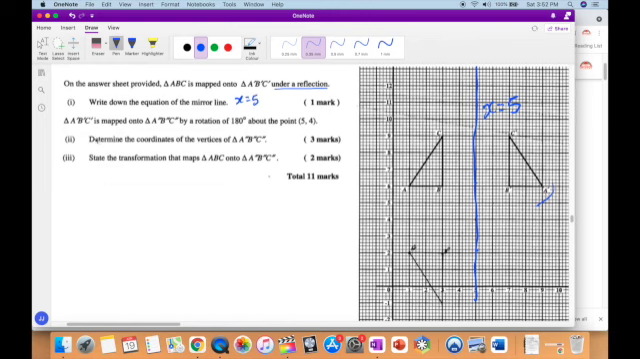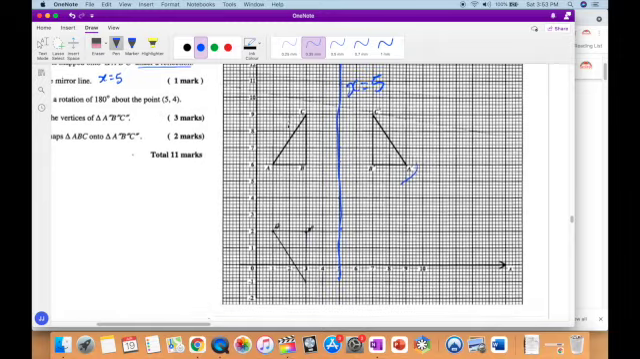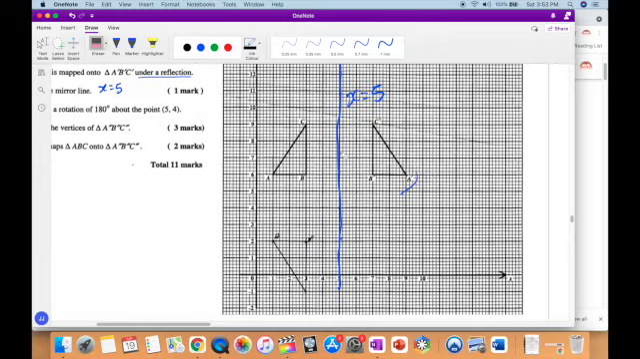1 mark, you're good to go. Now they say A prime, B prime, C prime is mapped onto A double prime, B double prime, C double prime by a rotation of 180 degrees about the point 5,4. So, I'll just erase all of this. About the point 5,4 is about here, right? And they say that this is mapped onto this by a rotation of 180 degrees.